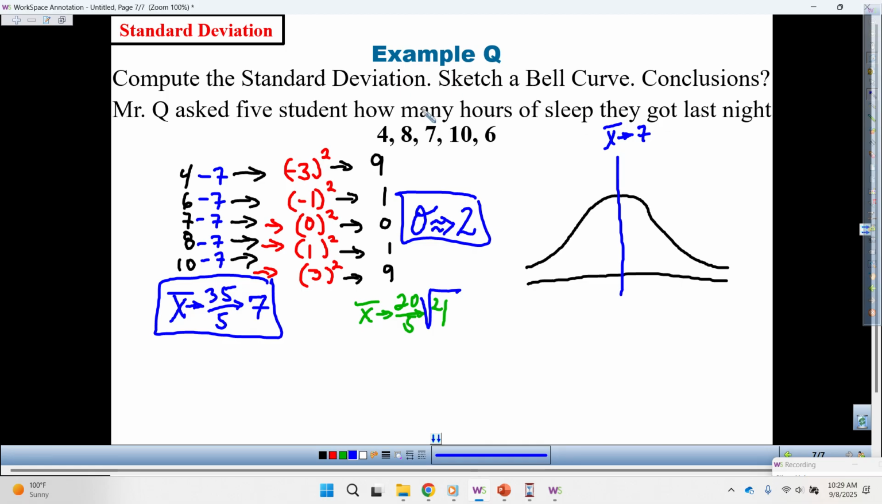So what does that mean, Mr. Q? Well, let me read the problem. Mr. Q asked 5 students how many hours of sleep they got. I got all these numbers and I found the mean. What does this mean? What is this number, people? Average, or the standard. So, this is our average. So that means, look up, we want to find out what is the norm. So we go 1 standard deviation up, we put plus a standard deviation and minus the standard deviation.